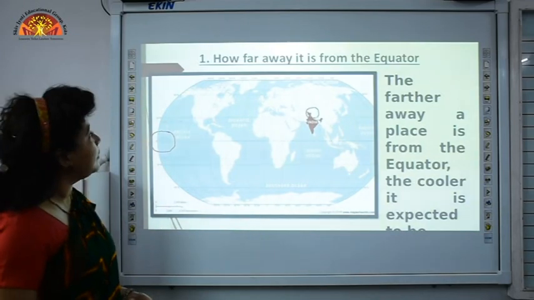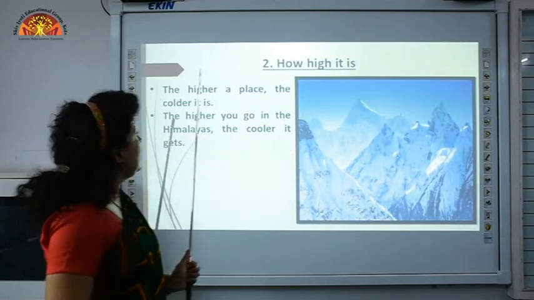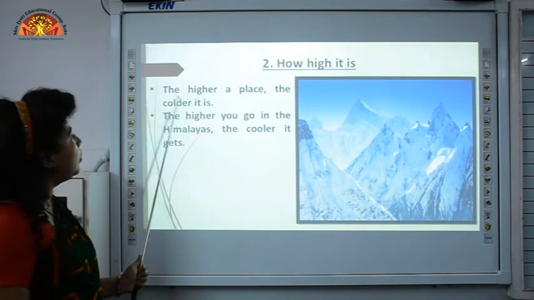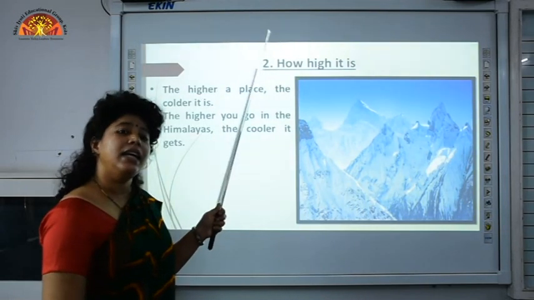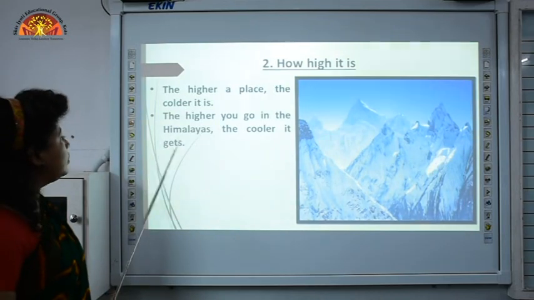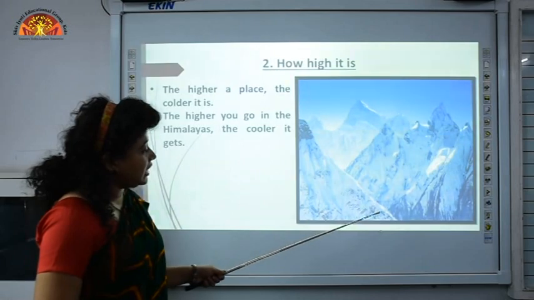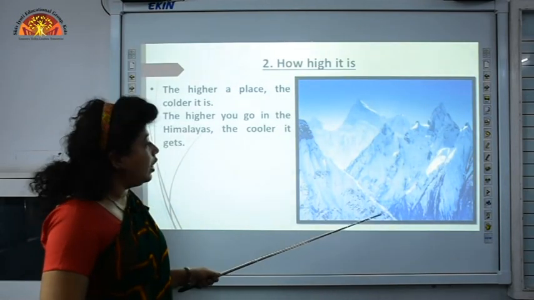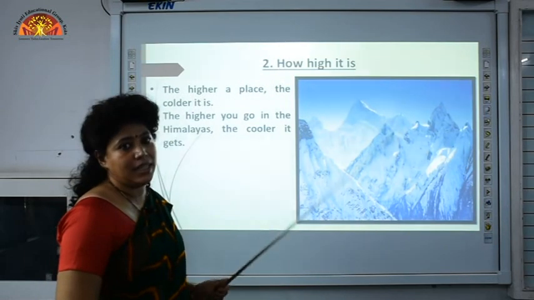Now the next point. How high it is: the higher a place, the colder it is. जितनी ऊंची जगह होगी उतनी ठंड रहेगी. The higher you go in the Himalayas, the cooler it gets. अगर हम हिमालयास को देखोगे नीचे की तरफ कम ठंड रहेगी और जितनी ऊंचाई आप चलते जाओगे उतनी ठंड बढ़ती जाएगी.